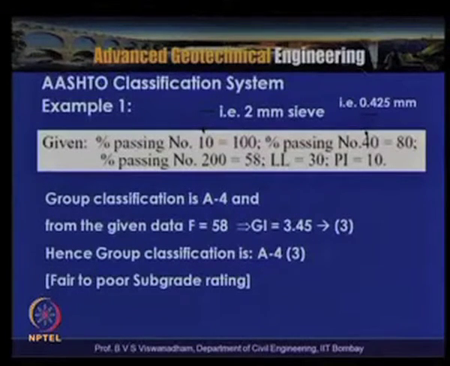Now the group classification based on the chart is A4. That is, if you use the chart with the limits which we have, it is classified as A4. Then, by using the equation given for group index, for F equal to 58 and plasticity index equal to 10, the second component of that expression will become 0, and then GI is equal to 3.45. That means GI is equal to 3. Hence the group classification A4 is obtained from the chart based on the data presented here, and the 3 within the bracket is the GI. This interprets that this particular soil, having these characteristics, has a fair to poor subgrade rating.